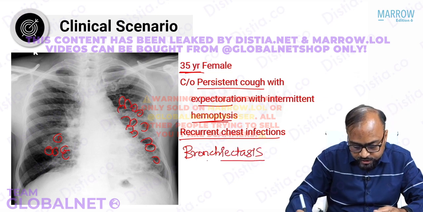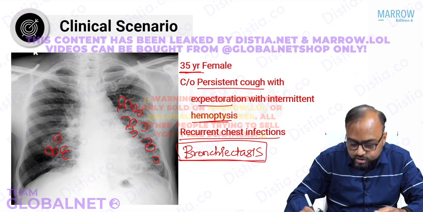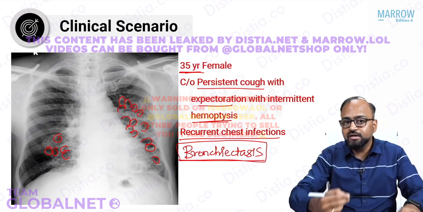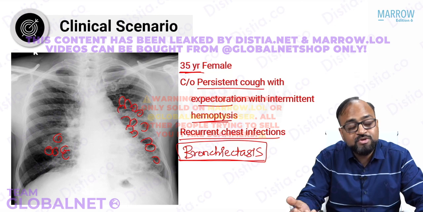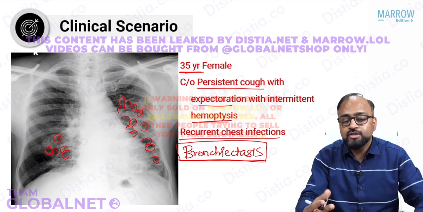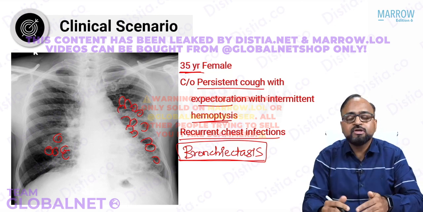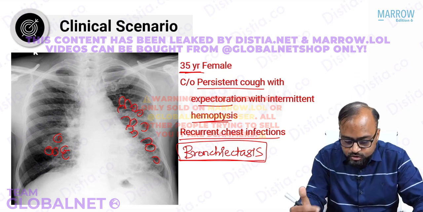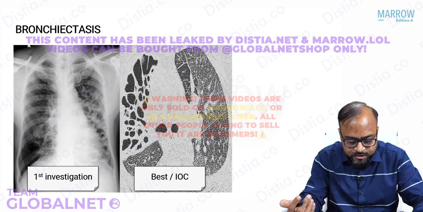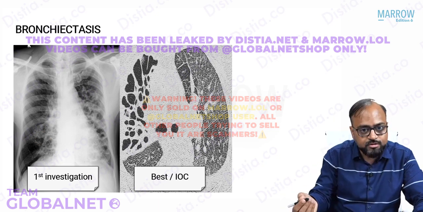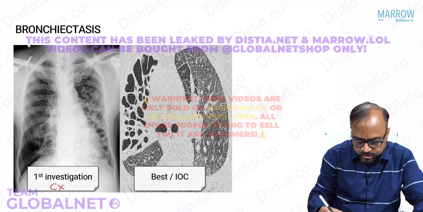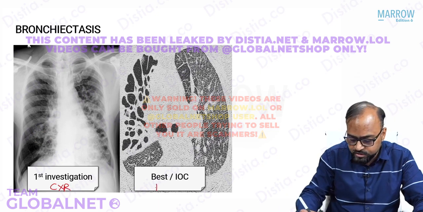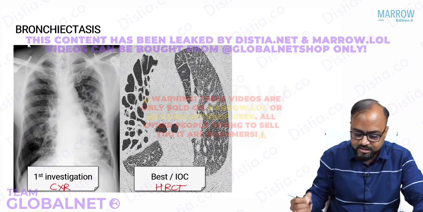Right, it is termed as bronchiectasis, and this abnormal dilatation of the bronchi is the underlying structural predisposing cause as well as the effect of recurrent infections. There is stasis of secretions, which get infected, giving rise to a vicious cycle. So this is how bronchiectasis usually presents. The first investigation in bronchiectasis is usually a chest X-ray, but the best investigation is usually HRCT.